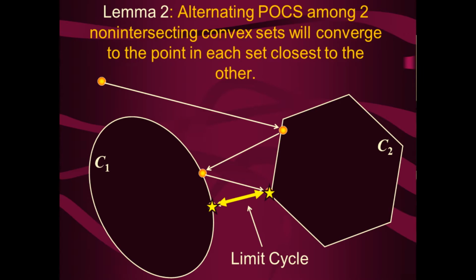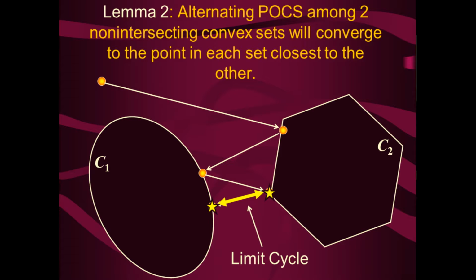Well, let's start with the simple case where there are two convex sets. So here we have C1 and C2, and there's no intersection between the two. The two convex sets do not intersect. It does turn out that alternating projection among two non-intersecting convex sets will converge to the point in each set closest to the other. In other words, we generate the limit cycle, which is shown here.